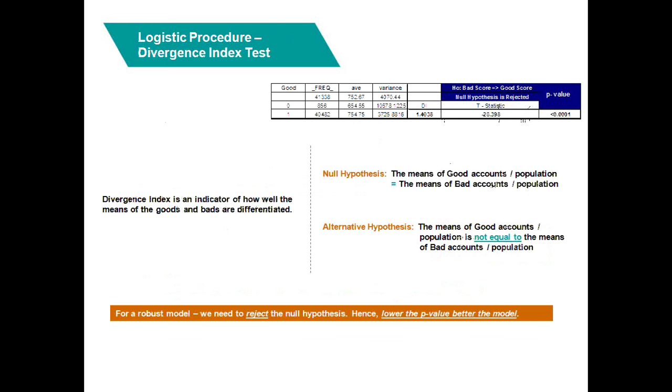Divergence index test. Again, this is a test to see how well we are going to predict good and bad. So this is an indicator of how well the means of goods and bads are differentiated. The lower the p-value of this divergence test, the better the model.